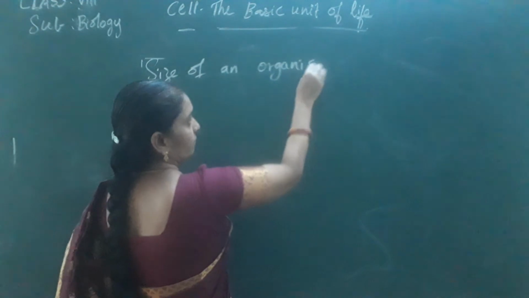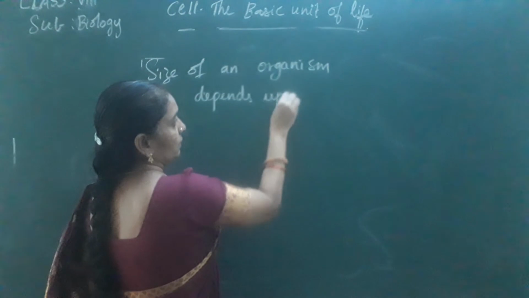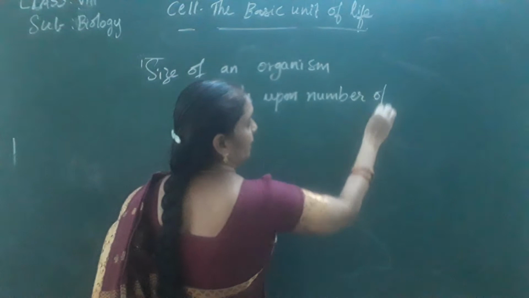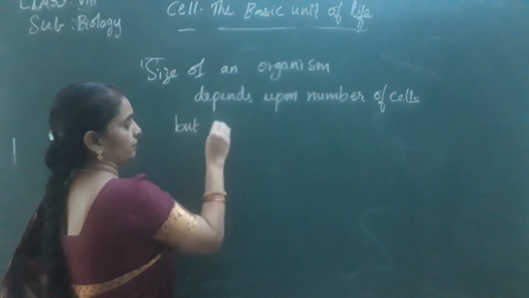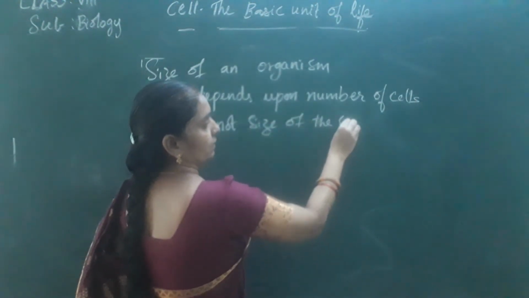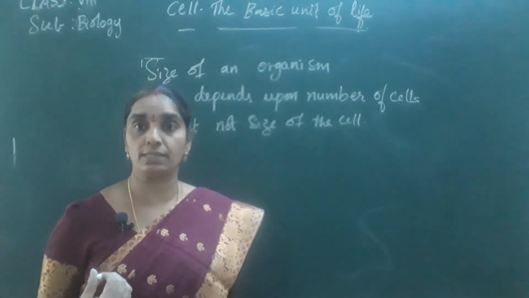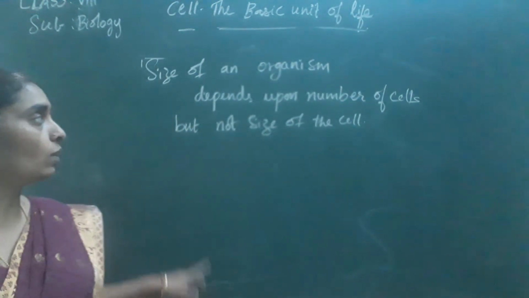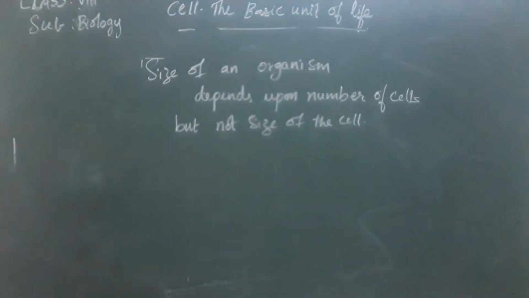The size of an organism depends upon the number of cells but not the size of the cell. We cannot say that the elephant cell is very large, so the size of the elephant is very big. It depends upon the number of the cells but not the size of the cell. That is the fact that you have to understand.